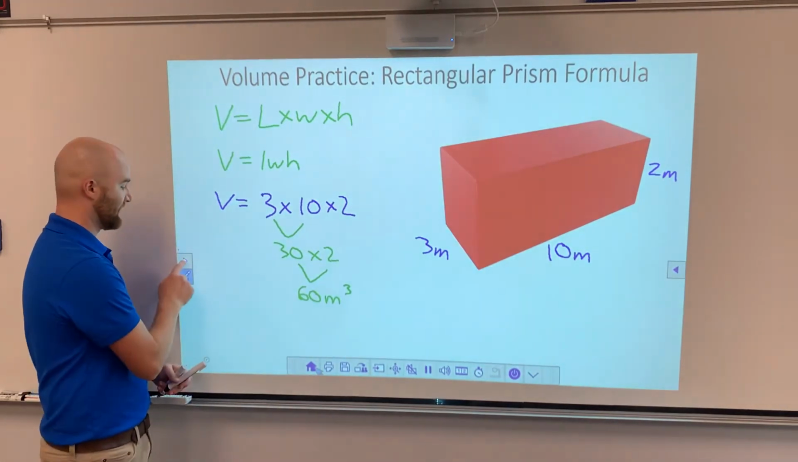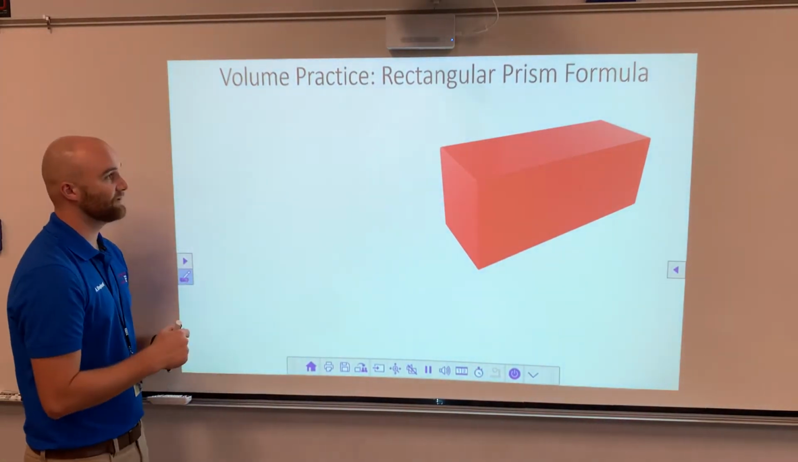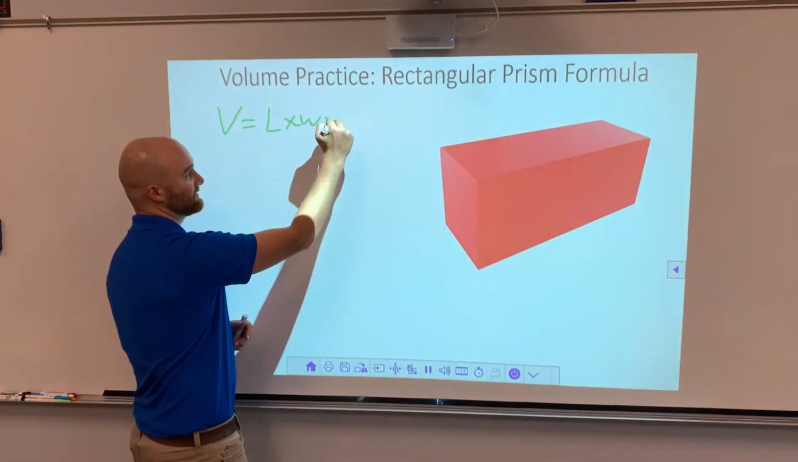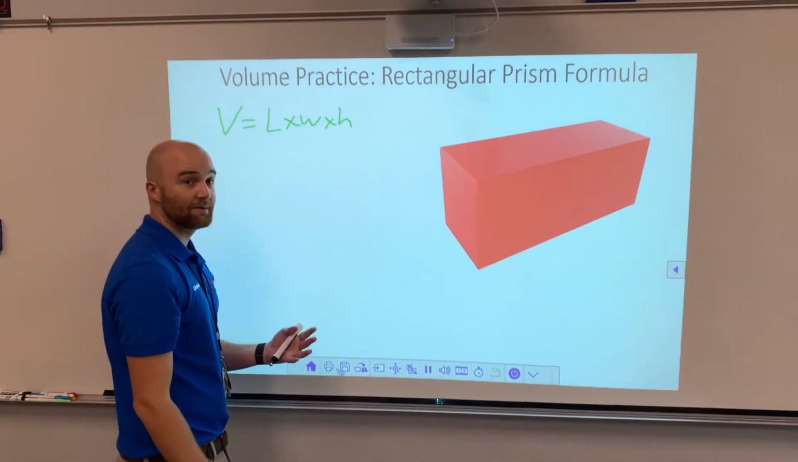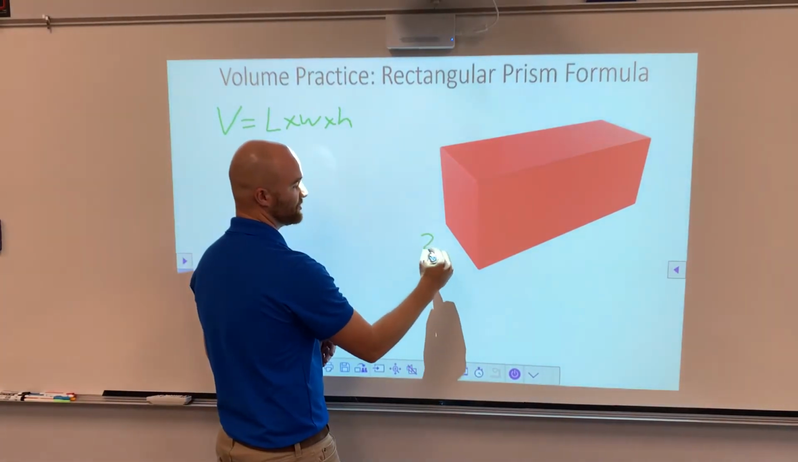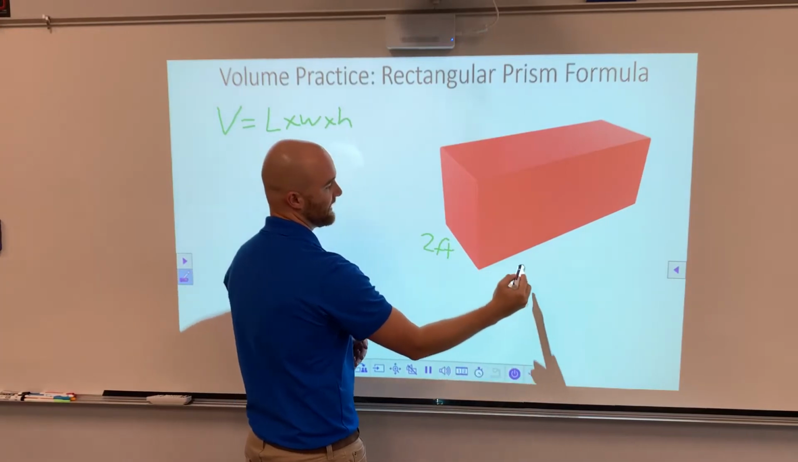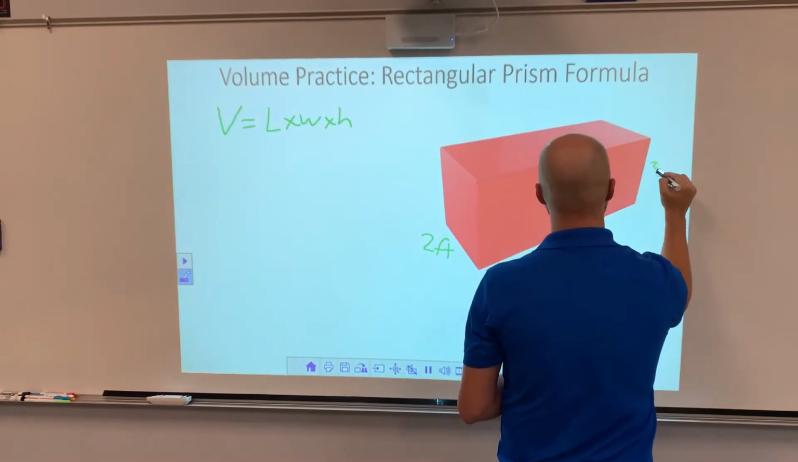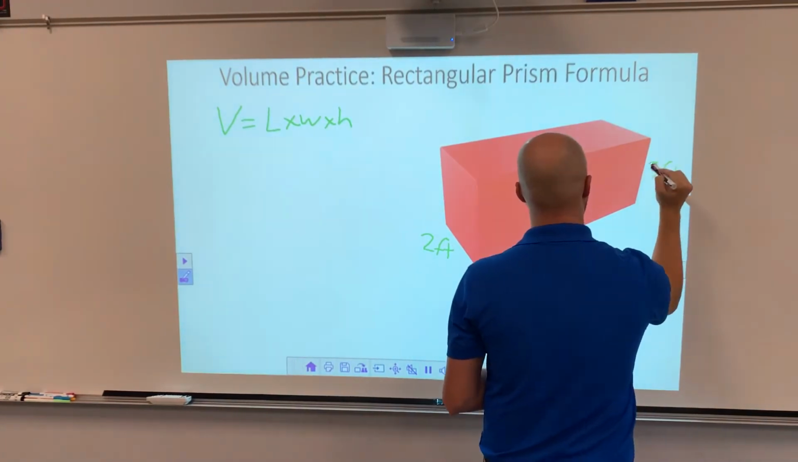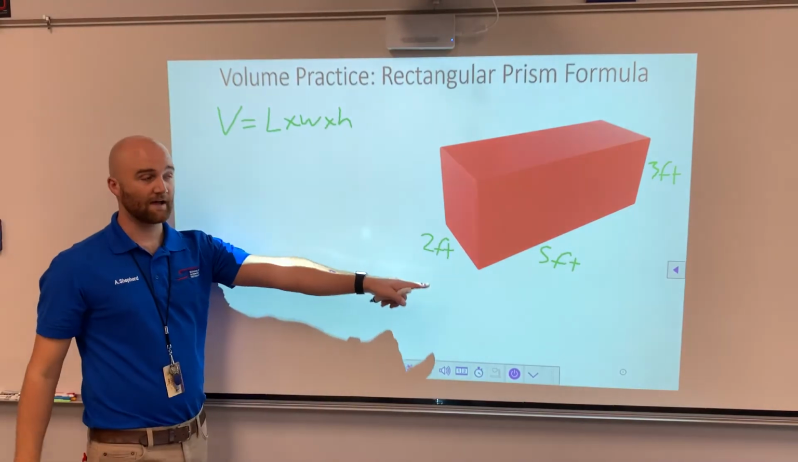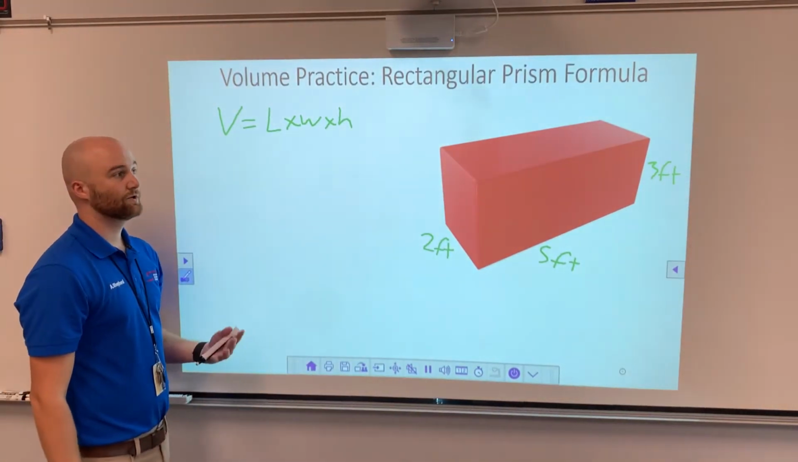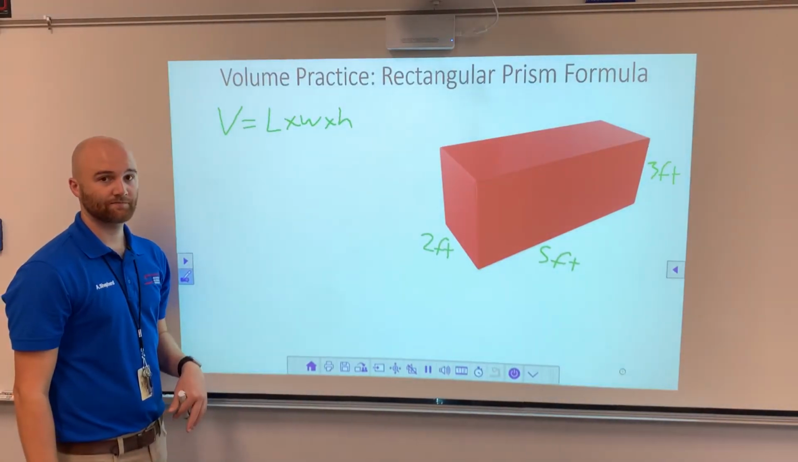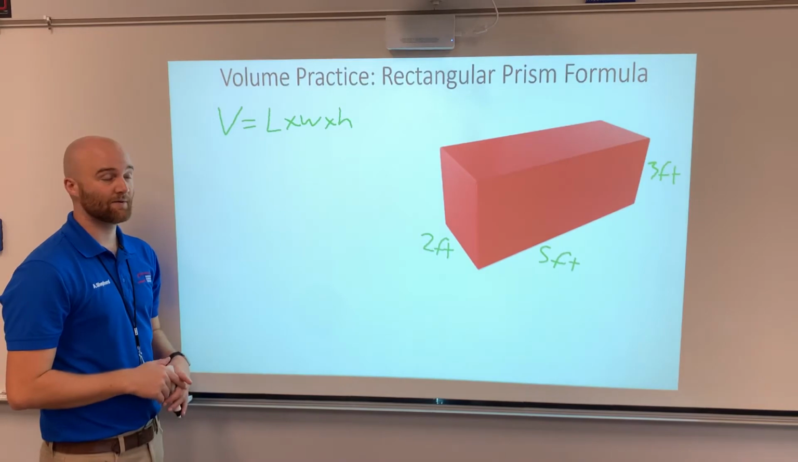All right, let's try another one. I'm going to give you some numbers, and I want you to find the volume. Remember, volume is found by doing the length times the width times the height. I'm going to give you some numbers. Let's go with 2 feet and 5 feet and 3 feet. A 2 foot by 5 foot by 3 foot prism. Go ahead and see if you can find the volume of this prism. Pause the video, and when you're done, come on back.